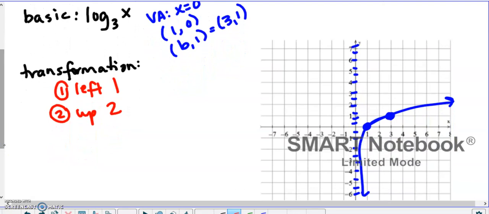The left 1 makes the vertical asymptote shift to the left. And then I'm just going to take my points. My (1, 0) is going to go left 1, up 2. And my (3, 1) is going to go left 1, up 2.